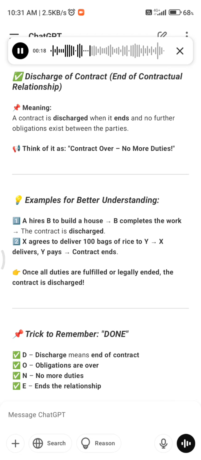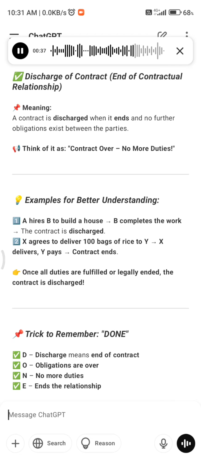Examples for better understanding. 1. A hires B to build a house. B completes the work. The contract is discharged. 2. X agrees to deliver 100 bags of rice to Y. X delivers, Y pays, contract ends. Once all duties are fulfilled or legally ended, the contract is discharged.